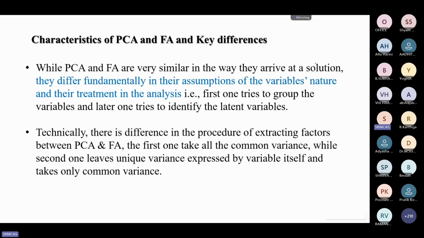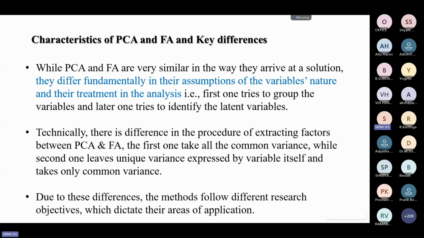Technically, there is a difference in the procedure of extracting factors between PCA and FA. The PCA takes all the common variance expressed by all the variables, while the second one leaves out the unique variance expressed by the variable itself and takes only the common variance. Let's see what the common variances and unique variances are in later slides. Due to these differences, the methods follow different research objectives, which dictate their areas of application.